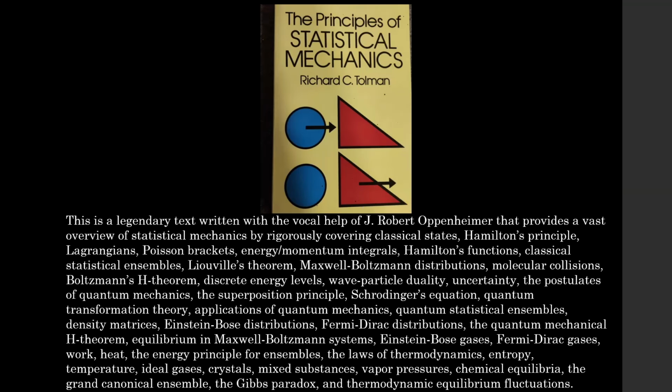So you're going to learn even things like Bose-Einstein distributions, Fermi-Dirac distributions. These are part of the spin statistics theorem. You're going to learn about the gases that come from these systems, the different H theorems, whether they be classical or quantum mechanical. It's going to finish off with things like grand canonical ensembles, the Gibbs paradox, and thermodynamic equilibrium fluctuations.